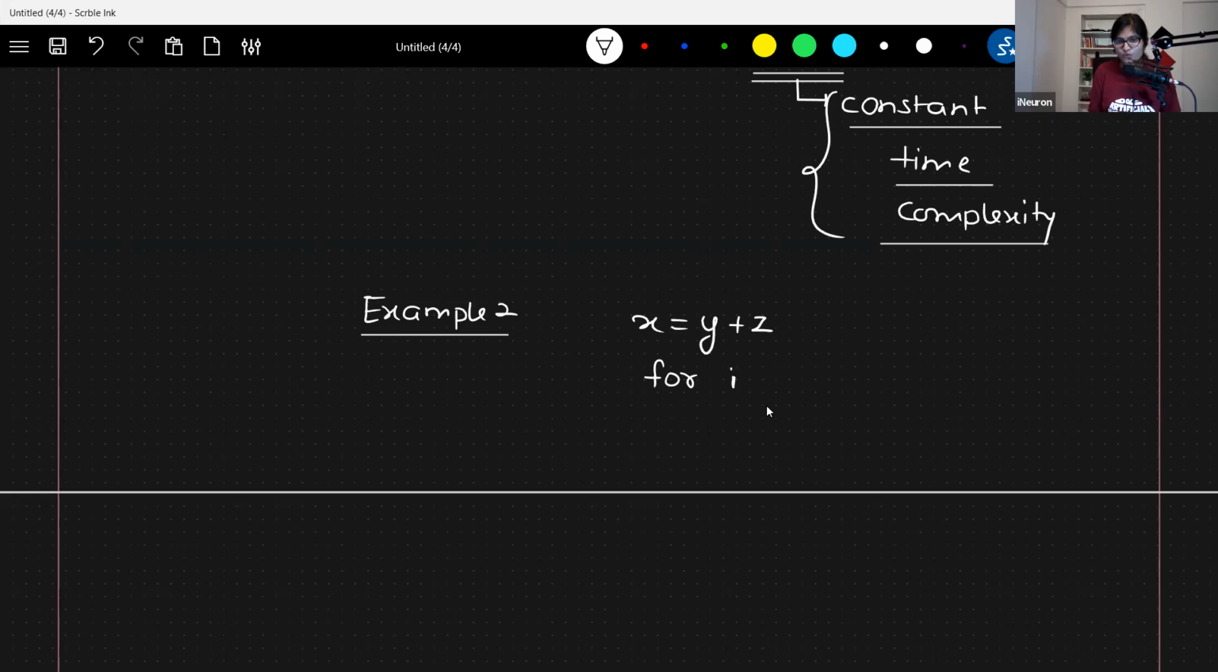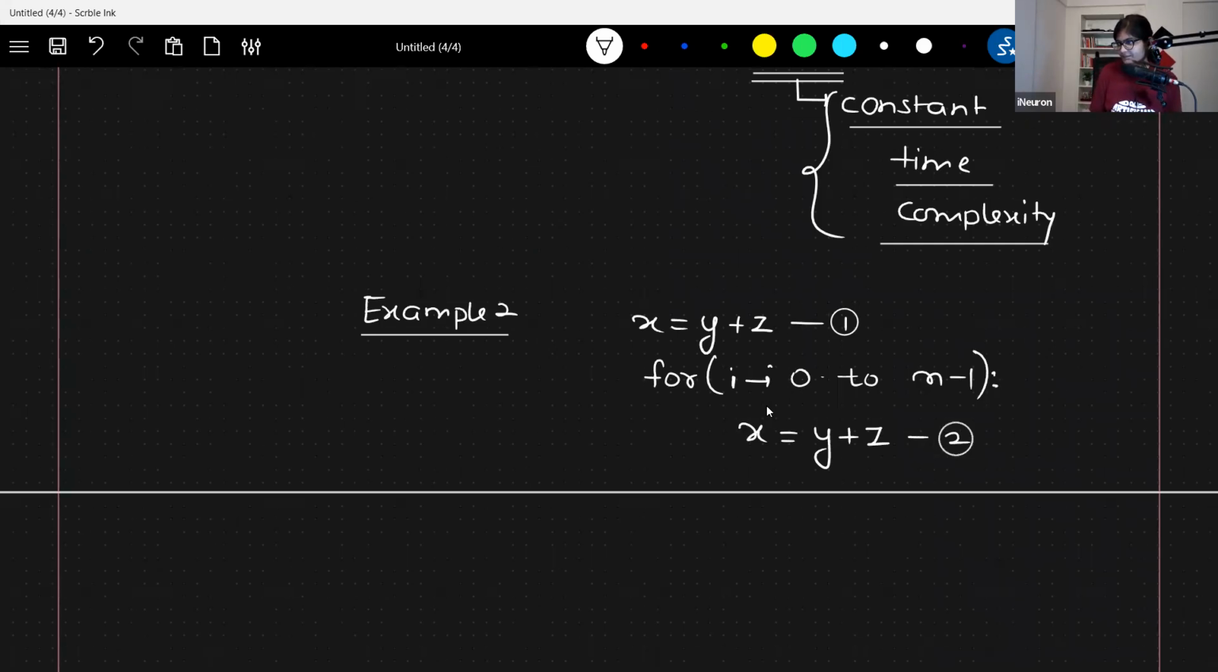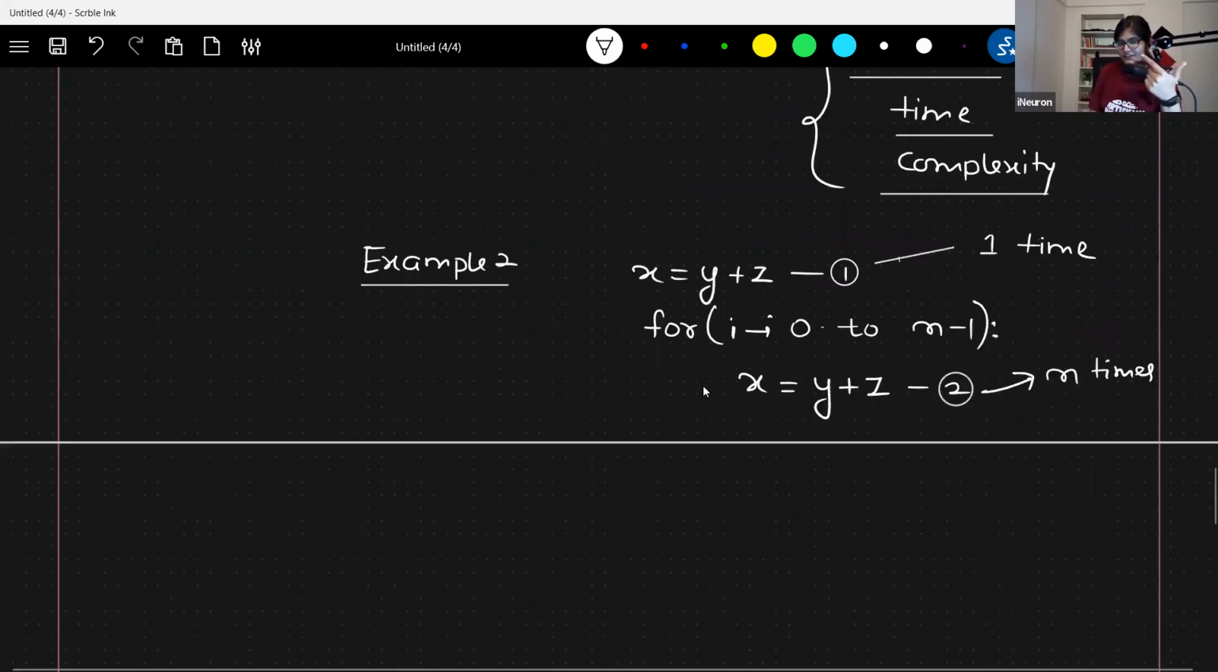The for loop value will start from 0 and reach until n minus 1. Inside this for loop, I am again writing the statement x is equal to y plus z. I have this first statement and this is the second statement. Check how many times the first statement will repeat. The first statement, only one time. Perfect. Now, how many times will the second statement repeat? n times. Why? How does a for loop basically work?